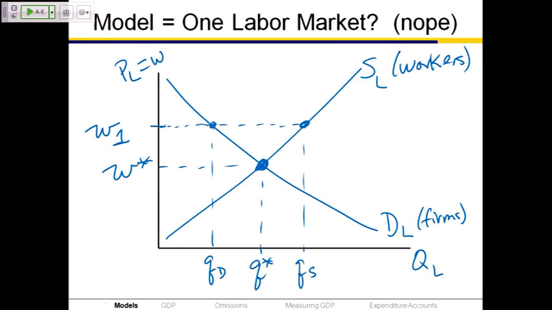That would be the number of workers or worker hours, however we're measuring this, that would be willing and able to work at that wage of W1. The quantity demanded is less than the quantity supplied. There's a gap there. When we did markets for like bottled water, we would say that was a market surplus. When we're talking about people, instead we say that's unemployment. If the number of workers who want to work is greater than the number of jobs, that's unemployment.